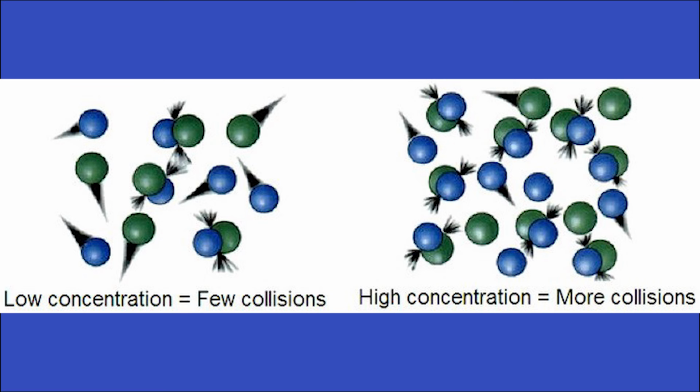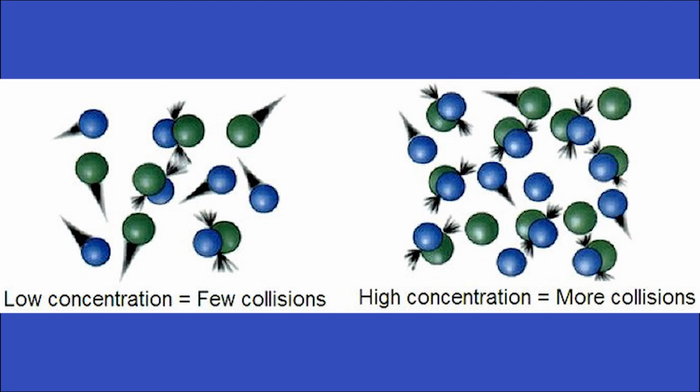In this last diagram, it shows 2 different concentrations of molecules in the same size container, and the one on the left has a low concentration, so it has fewer molecules and they're hitting less, which makes sense. And on the right, the high concentration has more collisions, which also makes sense.